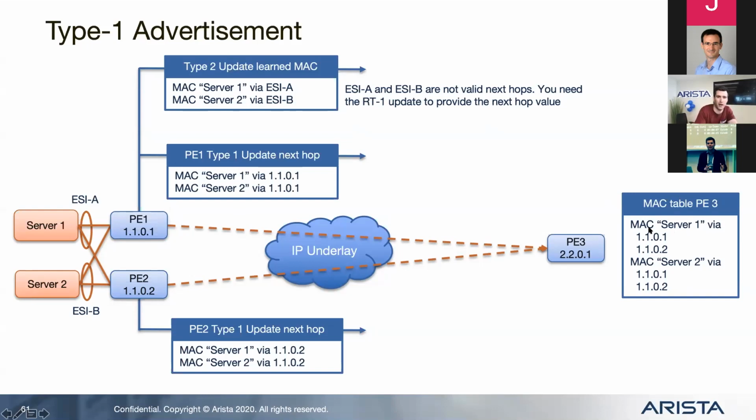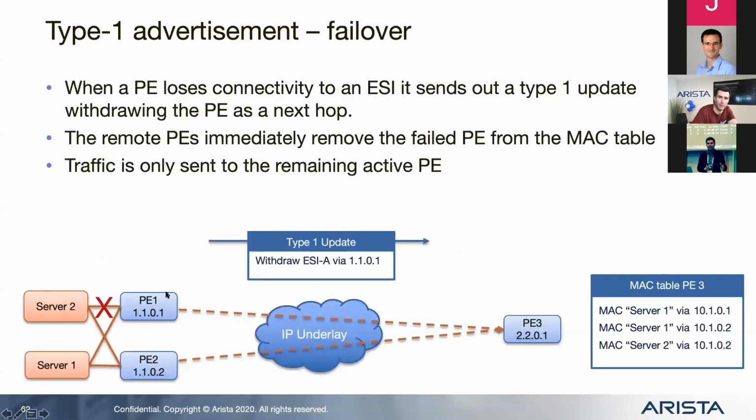So we're not doing a per packet forwarding or anything like this. It's a per flow basis. We're able to then share traffic across PE1 and PE2. Now, where this becomes important is failover.